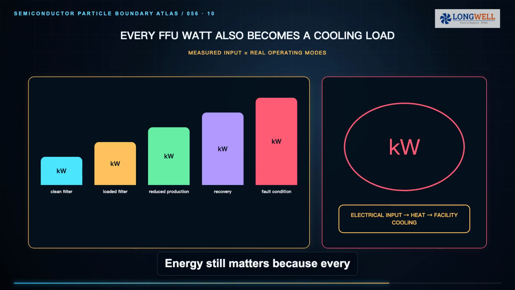Energy still matters because every watt delivered to an FFU ultimately becomes heat that the facility must remove. Evaluate measured electrical input over real operating modes, including clean and loaded filters, reduced production, recovery, and fault conditions. Optimize the system while maintaining the required cleanliness performance. A lower fan speed is not an energy success if it weakens the process boundary.